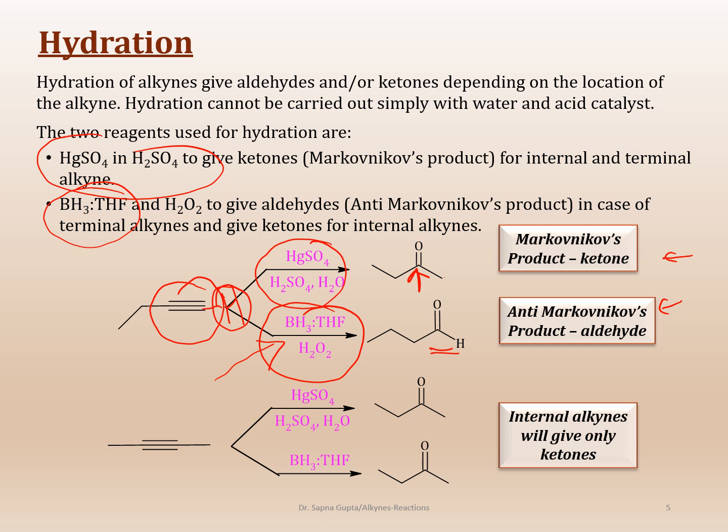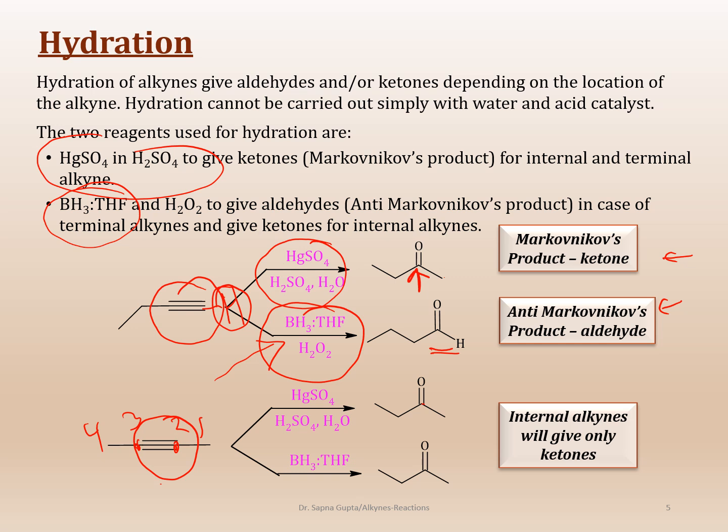So then if you had an internal alkyne, this was for a terminal alkyne. If you had an internal alkyne, then you will only get a ketone, because in an internal alkyne both the carbons are exactly the same, so you will end up getting a ketone. Now, will you get a ketone on carbon number, let's say this is 1, 2, 3, 4, will you get it on 2 or 3? You can get it on either.